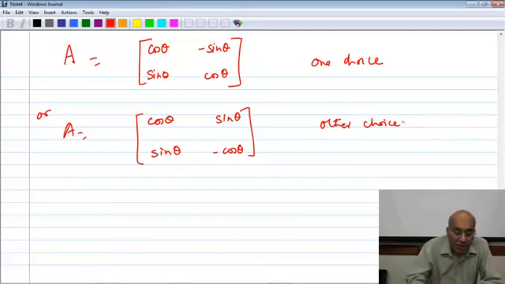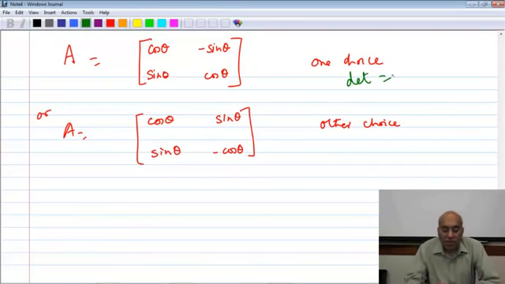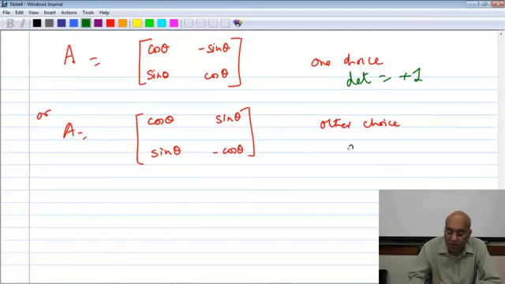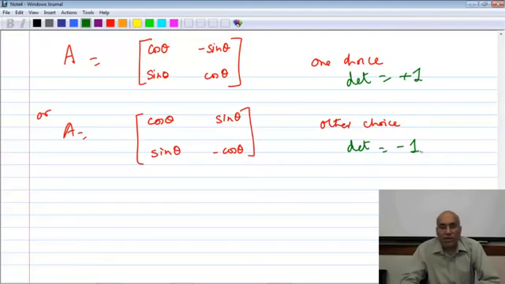Okay, let's calculate what the determinant of this matrix is. If you work it out, cosine theta times cosine theta is cosine squared theta plus sine squared theta. The determinant here is plus 1. In this case, it's minus cosine squared theta plus minus sine squared theta, so the determinant here is minus 1. And recall that I said that for any orthogonal matrix, the determinant is either plus 1 or minus 1.